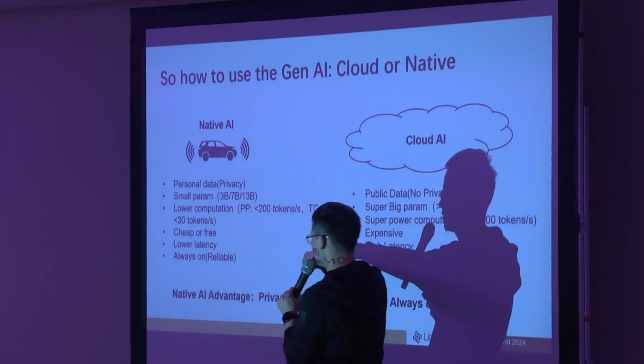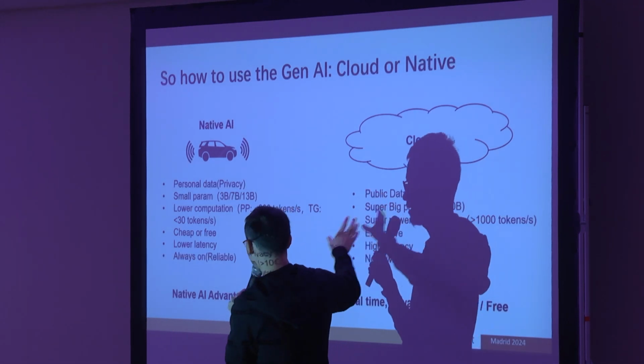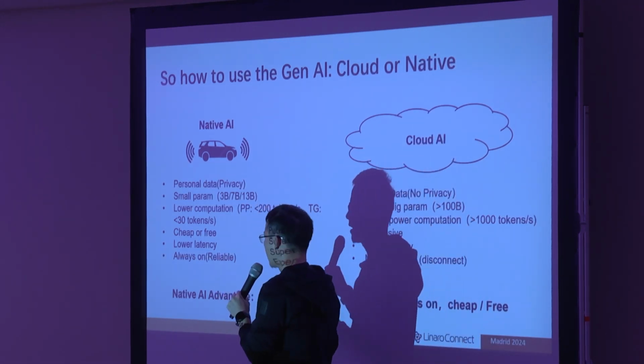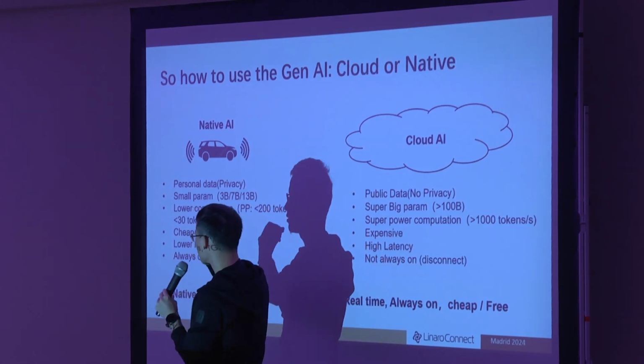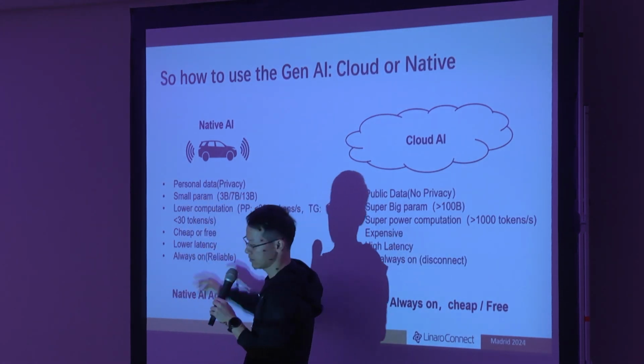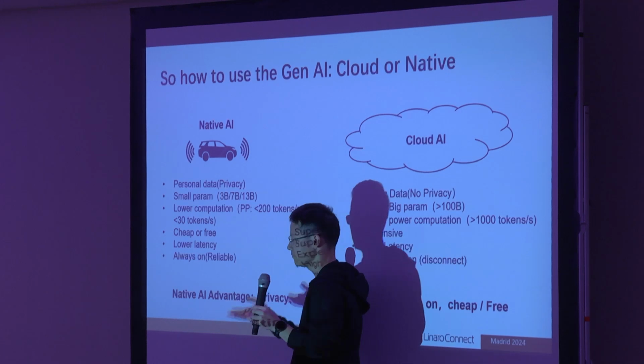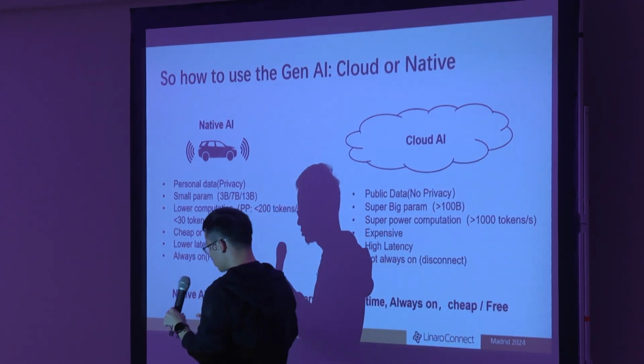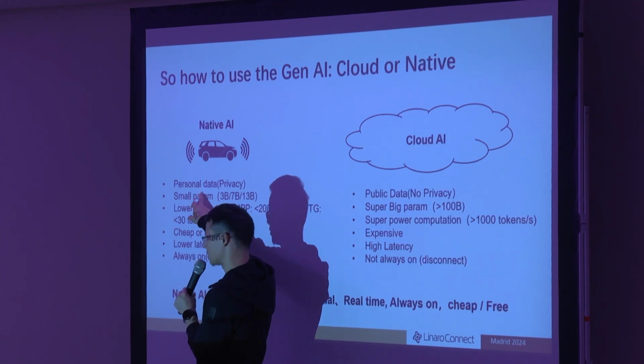So native AI means that you put the general AI in the car. I think it's very, very important for the future smart car, AI car, because in your car, you have personal data. It's privacy. You don't want your data uploaded to the cloud AI. It's very important. So I want to keep my data in my car. It's very important, personal data.